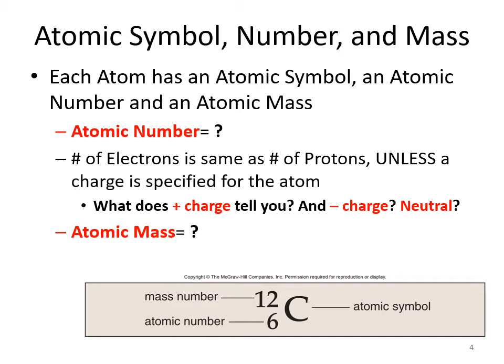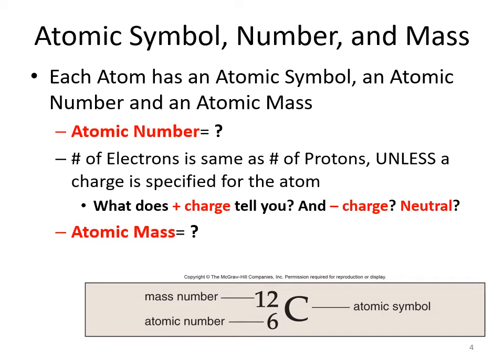If that atom is now more positively charged, think about it. If it's more positive, it lost negatives. So whatever the charge is, let's say it's a +1, it would tell you that instead of being neutral, it lost 1 electron. So if carbon was a +1 charge, it would mean instead of 6 electrons, it lost 1. So it only has 5. If it was a +2 charge, instead of 6 electrons, it lost 2. So now it would have 4 electrons instead of 6.